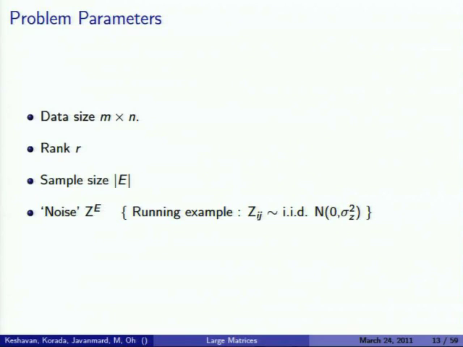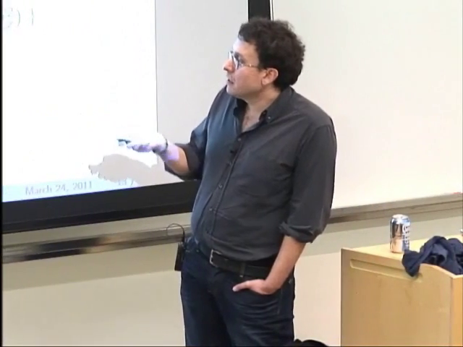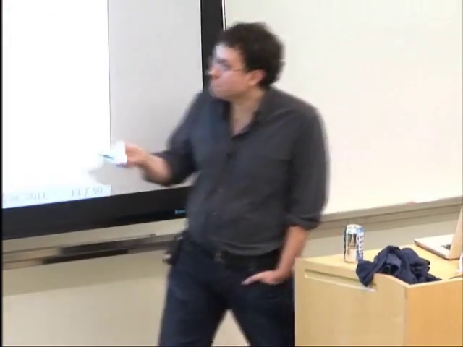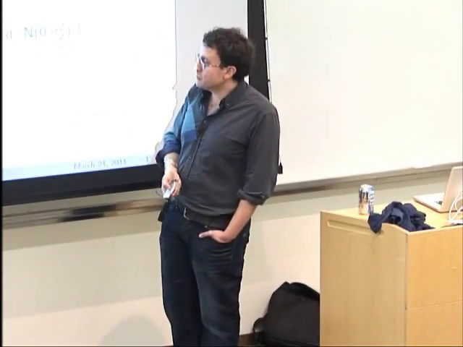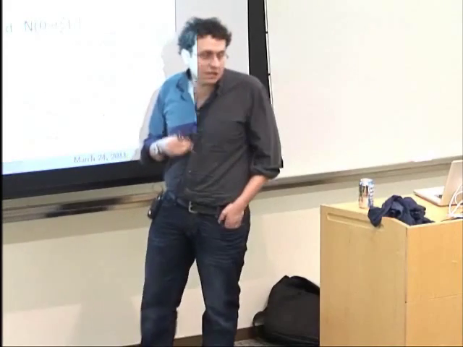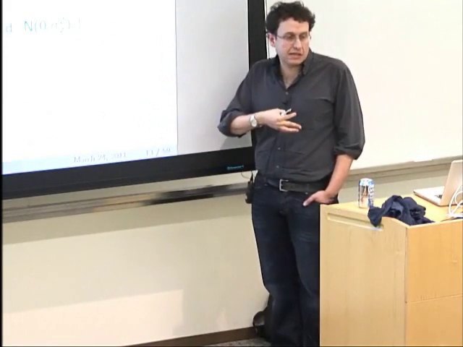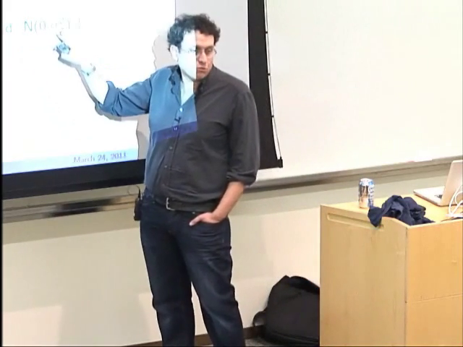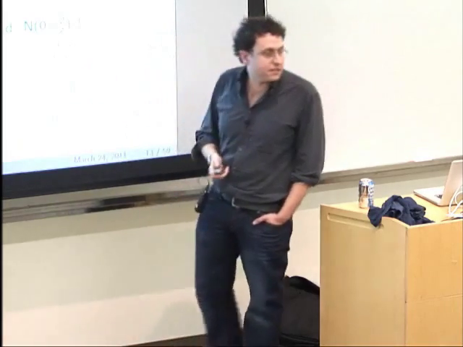So the parameters of the problem are the data size, M by N, the rank R, and the sample size, the modulus of E. I think of E as a set, and this is the size of the set. And then this noise matrix, I call it noise, but one should think of it as whatever is not explained by the low-rank model. And as a running example, we'll use the very friendly case of IID noise.